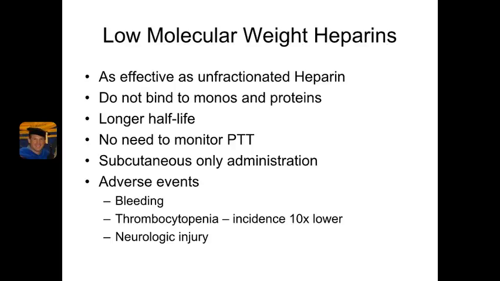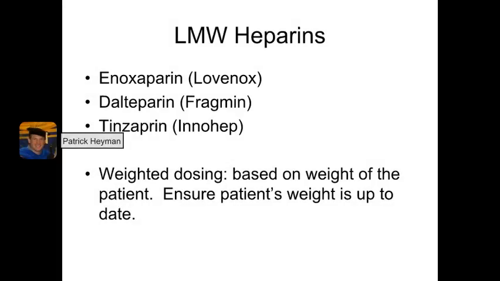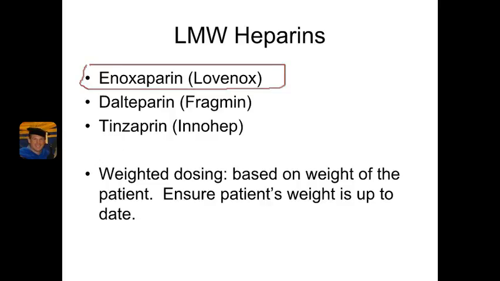The only thing you really need to know about how to dose it is how much your patient weighs, because they are dosed by weight. They're given subcutaneously only, we already said that. And as far as the adverse effects, you should see that they look very similar to heparin. And they are, but it is safer. It's much less likely to cause thrombocytopenia than heparin is. The one you're going to learn is enoxaparin or Lovenox, and it is by far the most common low molecular weight heparin.